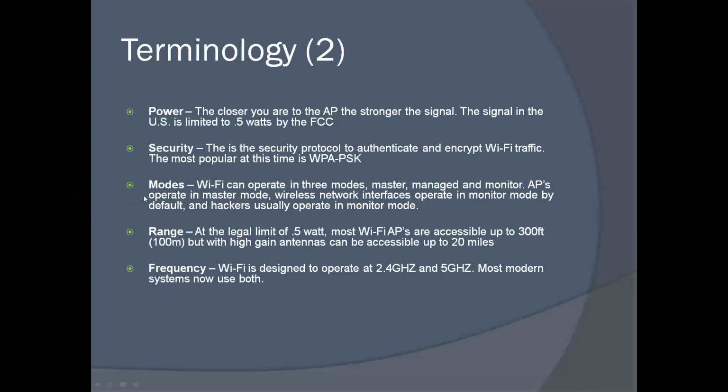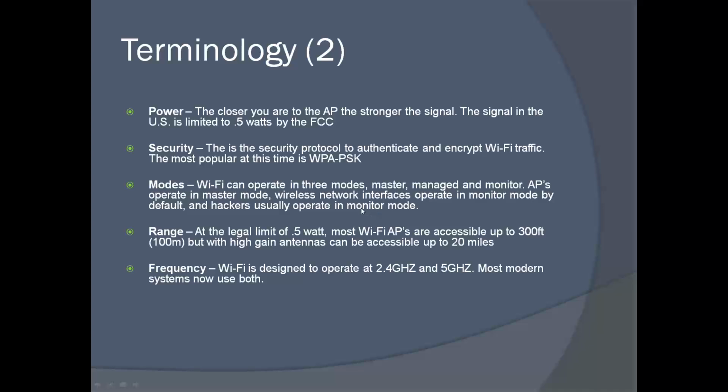Modes, this is important as we start off the class. Wi-Fi can operate in 3 modes: master, manage, and monitor. APs operate in master mode. Wireless network interfaces operate in monitor mode by default, and hackers usually operate in monitor mode. Actually, this is a typo here. It should be manage mode. Network interfaces operate in manage mode, and then hackers usually operate in monitor mode.